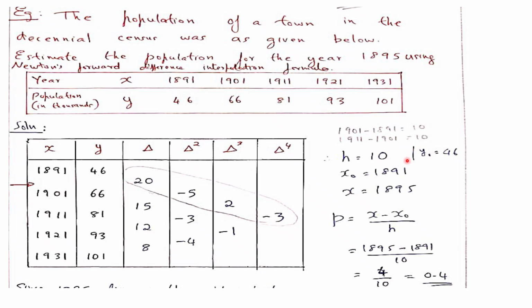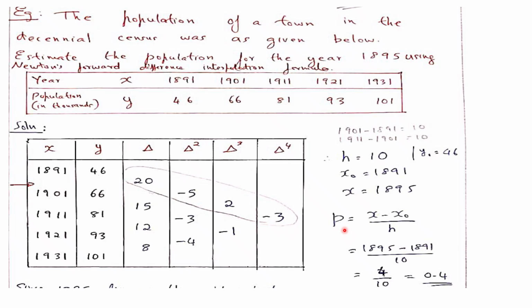So that is h. And then we require y naught. y naught is this first value. See this one. 46 has to be taken as y naught. Then x naught is this first value of x, 1891. Then we require x. x means here, see, they have asked us to estimate the population for the year 1895. So where this 1895 will come? See, this is 1891, this is 1901, in between, right? So 1895 will come here. So that has to be taken as x.